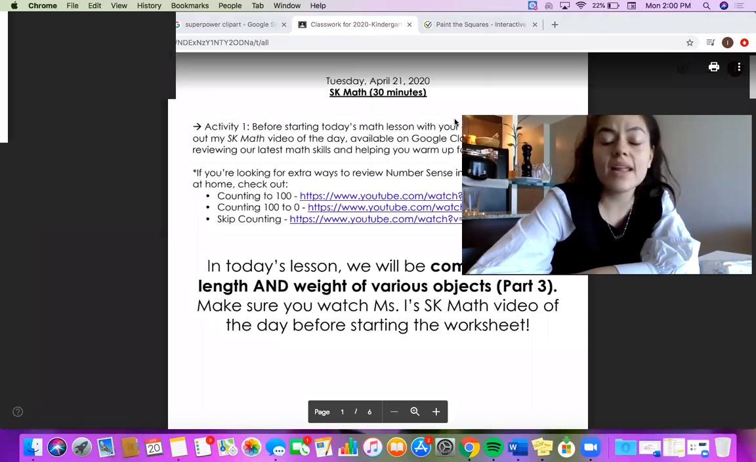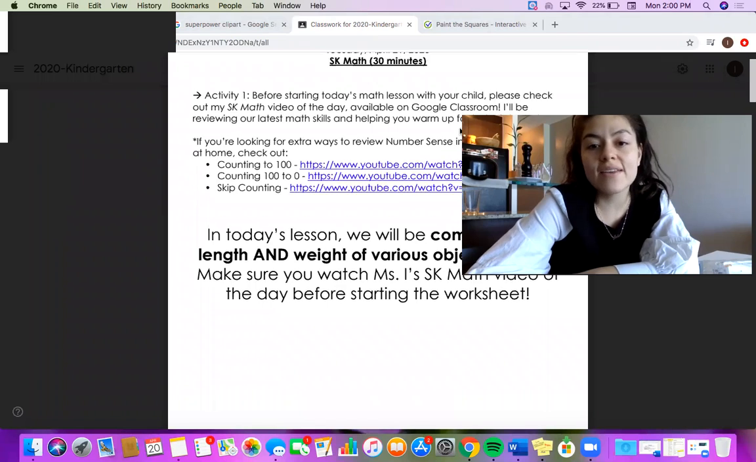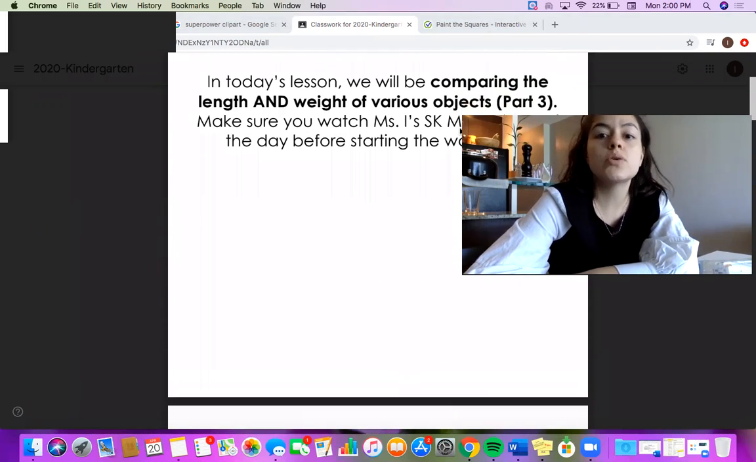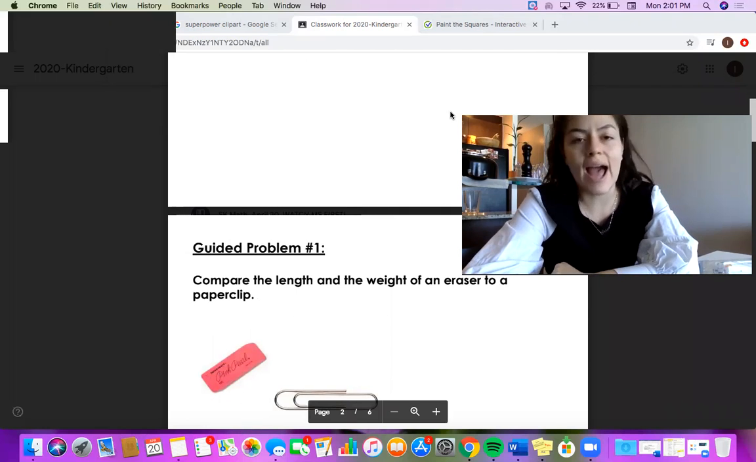All right. So today we are Tuesday, April 21st, 2020, and we're continuing our review of the unit of measurement. So today you're going to be doing your last day of comparing the length and weight of various objects. So just like the past 2 days, we're continuing to work on our vocabulary.